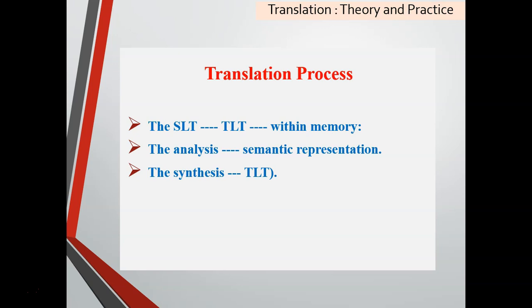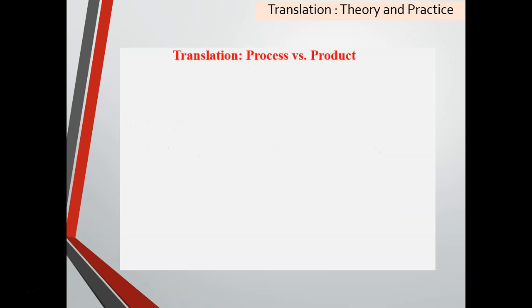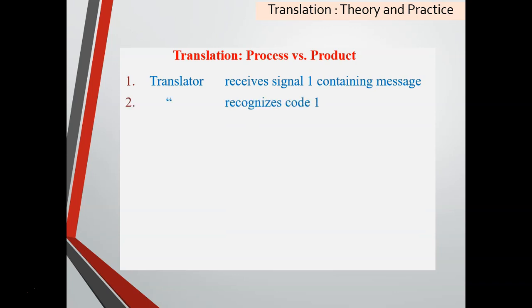And the last step is the synthesis, or the creation of that semantic representation into a second language-specific text, that's to say the target language text. So the translation process versus product comprises 9 steps in general. The first thing, the translator receives signal 1 containing the message.